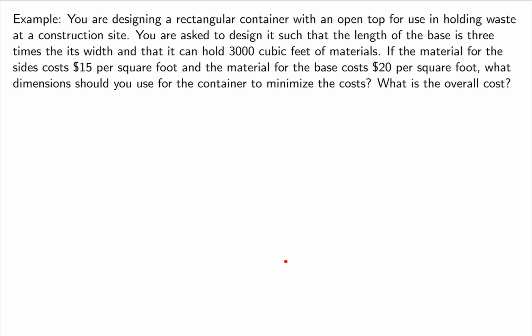In this video, we'll look at some additional optimization questions. For this example, you are designing a rectangular container, and the rectangular container has an open top. Think of those large things that you've seen at a construction site. You're asked to design it so that the length of the base is 3 times the width. Let's see if we can draw a picture of that.